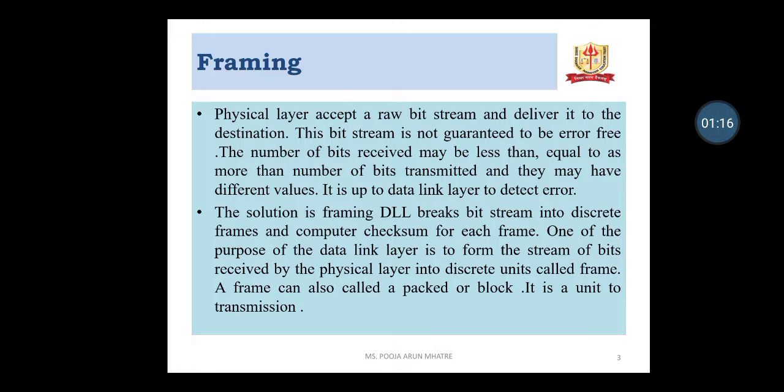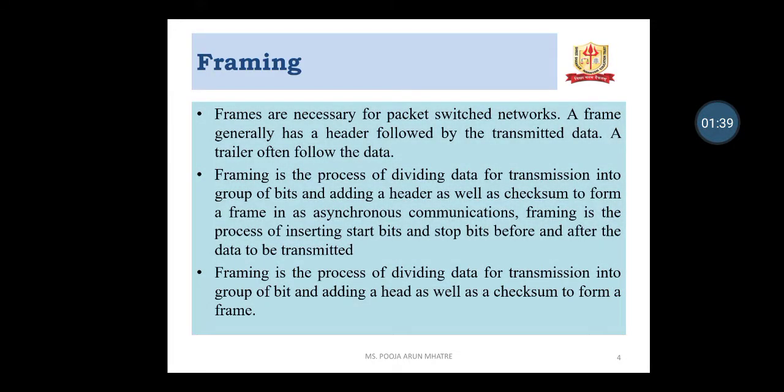One of the purposes of the data link layer is to form the stream of bits received by the physical layer into discrete units called frames. A frame can also be called a packet or a block. It is a unit of transmission. Frames are necessary for a packet switched network. A frame generally has a header followed by the transmitted data. A trailer often follows the data.